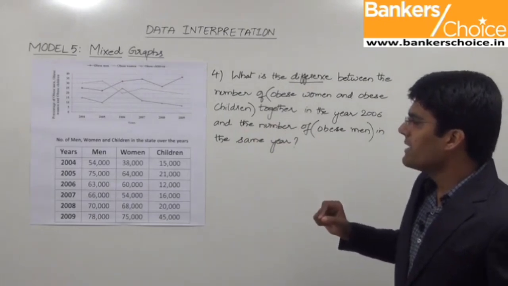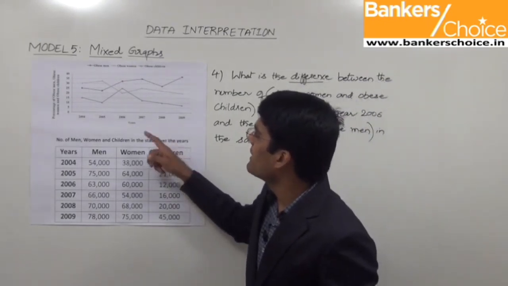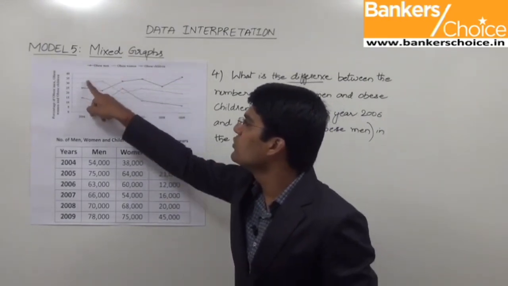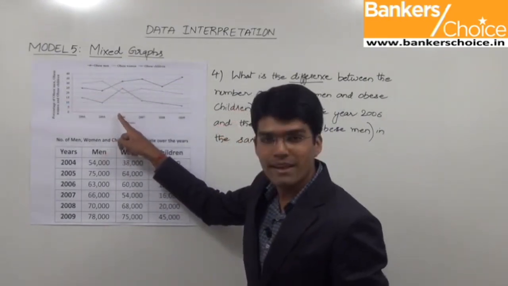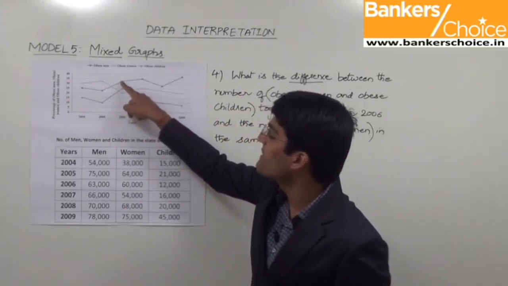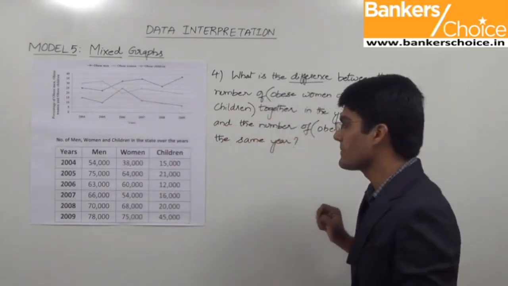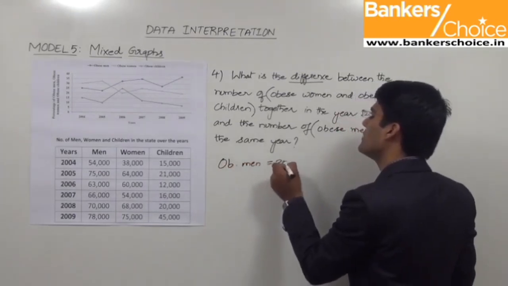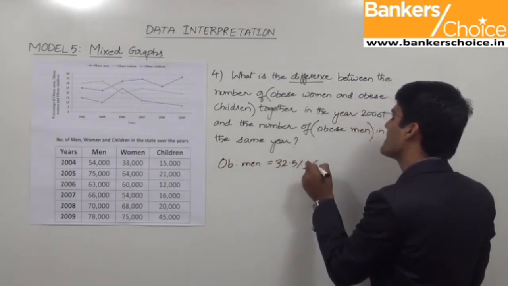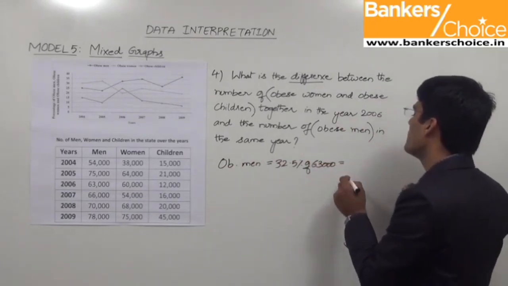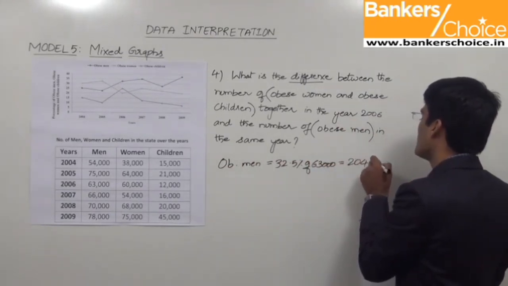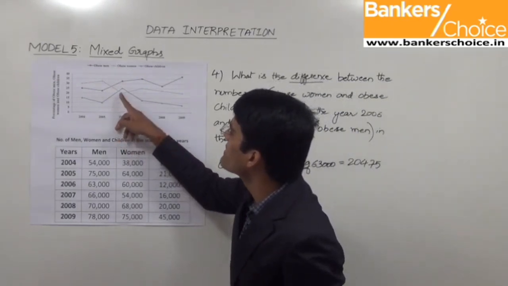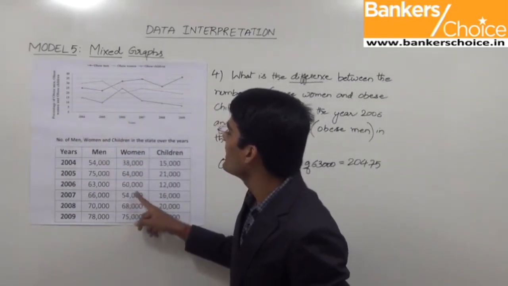Now from the data here we know that the percentage of obese men in 2006 is exactly between 30 and 35. So that can be taken as 32.5%. So the number of obese men in 2006 will be 32.5% of total, that is 63,000. So obese men in 2006 will be equal to 32.5% of 63,000. This will come out to be 20,475.